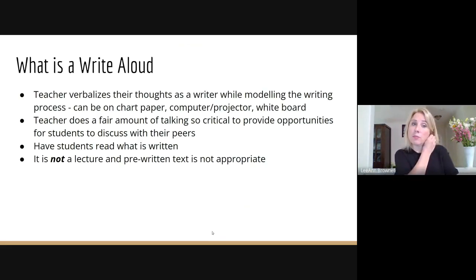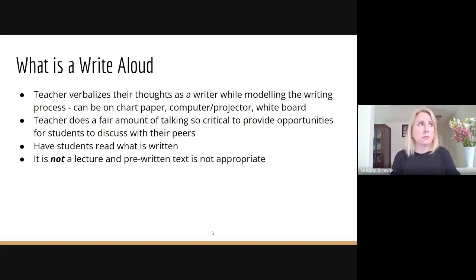Okay, now we're going to move into the writing, starting with write alouds. So what is a write aloud? This is when the teacher is modeling writing and they're verbalizing their thoughts. So they're talking through the process as they go. So it's up to you how you would like to do this. It could be on chart paper. You could be doing it in a Google Doc, on the LCD, on the whiteboard.